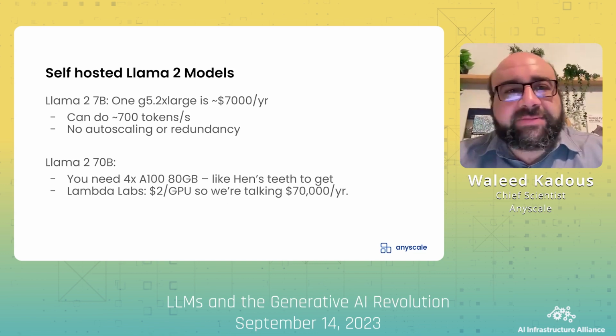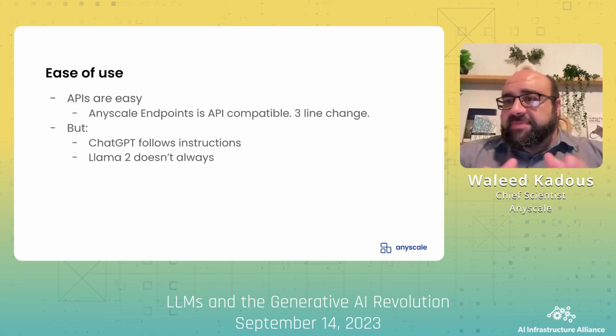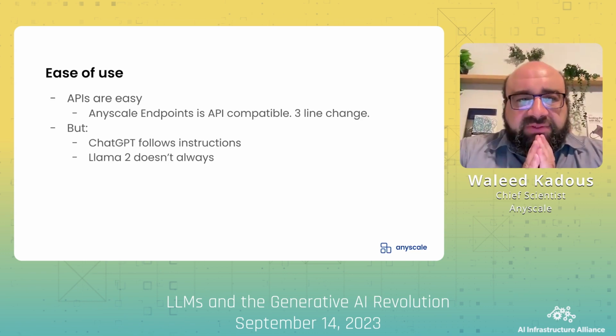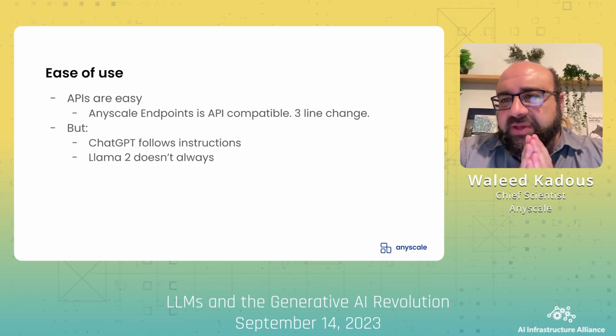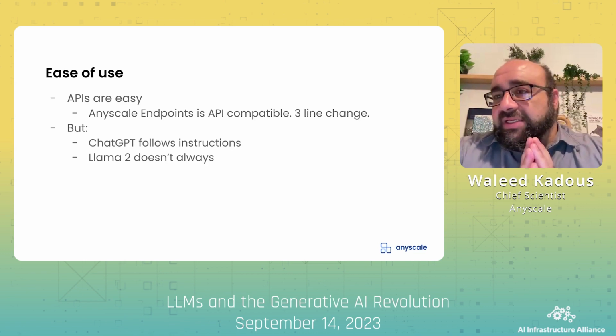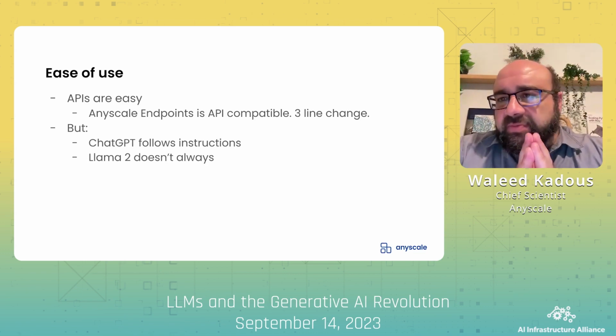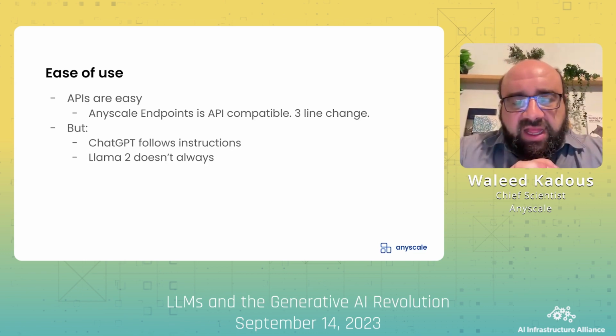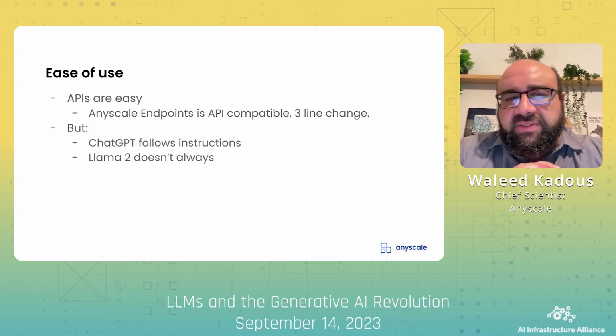And that's a lot of tokens. The third aspect that we can compare these on is ease of use. And it's not that the APIs are hard to use. The APIs for LLMs are very simple. In many cases, switching from one LLM to another, say from GPT-4 to Llama 2, is literally a 3-line change, because we made the APIs compatible. But that doesn't mean that the quality is the same and the ease of use is the same.